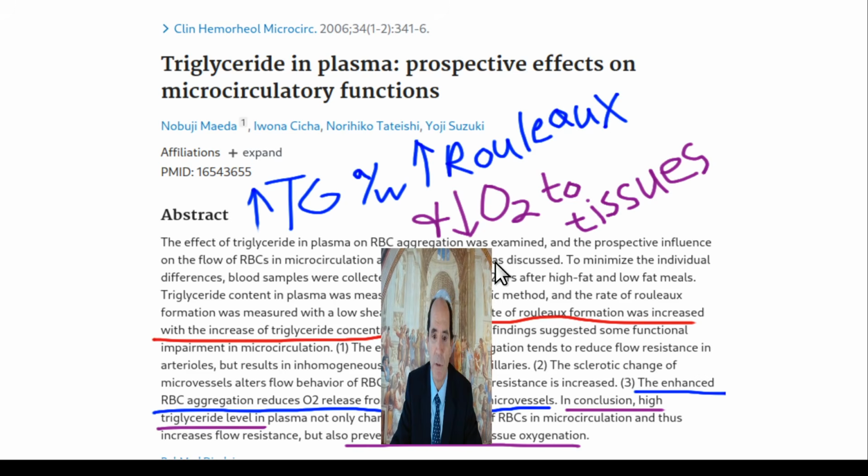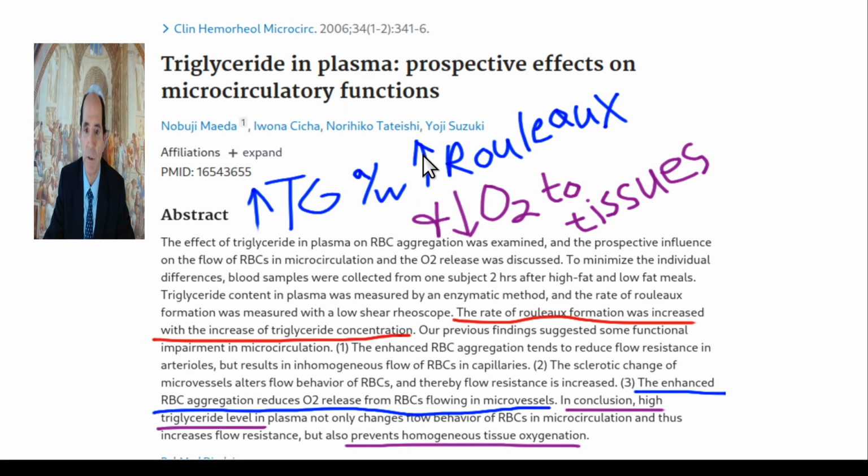Here's a paper showing that triglyceride has a similar effect. It's associated with increased rouleau formation. Rouleau formation means stack of coins in French. The rate of rouleau formation was increased with an increase in triglyceride concentration. Okay, the enhanced red blood cell aggregation caused less oxygen released to the tissue from the RBCs. In conclusion, high triglyceride in the plasma prevents homogeneous tissue oxygenation and lowers oxygen delivery to your brain cells.